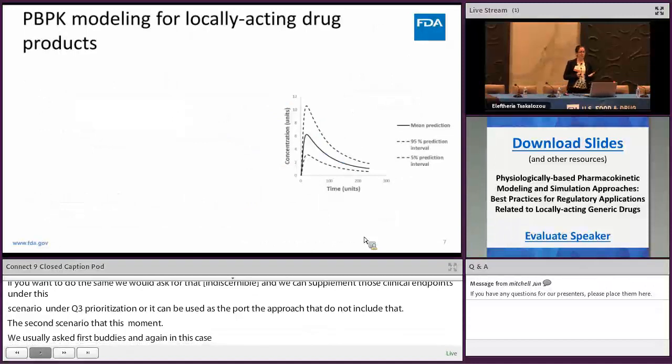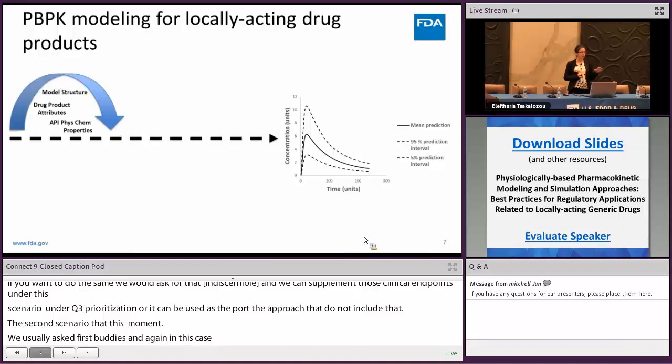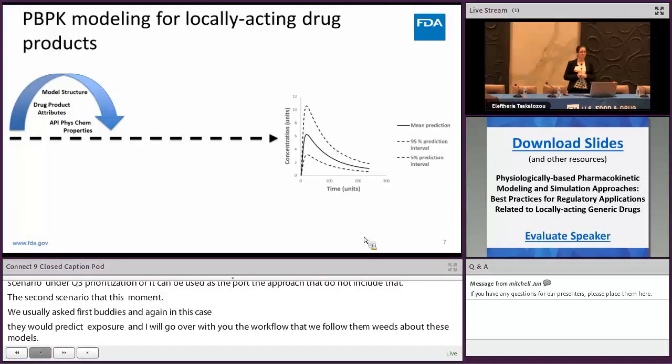So the ultimate goal when we're using PBPK modeling is to predict exposure drug concentrations either locally or in our blood, the systemic circulation. And I will go over with you the workflow that we follow when we develop these models. First, it will be a quick overview, and then we will break down every single step.